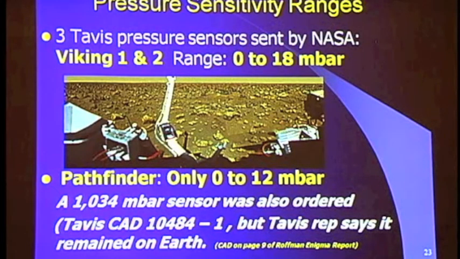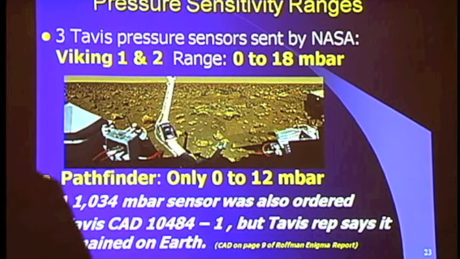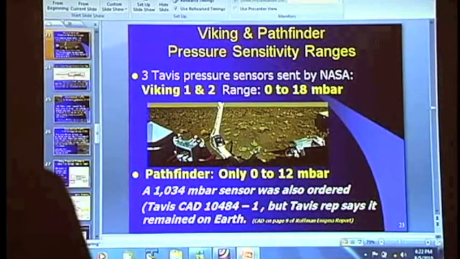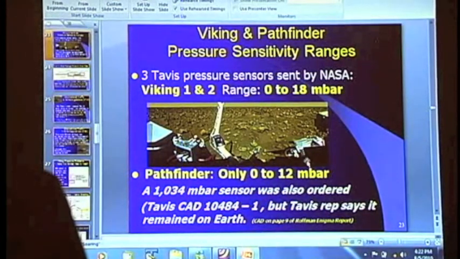Next. Okay, starting with these, I'm going to pick apart the pressure instrumentation here. The first two, 0 to 18 millibar range, Vikings 1 and 2. The third one was a Pathfinder, 0 to 12 millibars. Now, there was a Tavis TAD that said a sensor was ordered that could measure up to Earth pressure, but it was supposedly kept on Earth. See page 9 of my Enigma report, and I have the CAD, if you don't mind switching for that real quickly. It's going to say 0 to 15 psi, which converts to that figure in millibars.